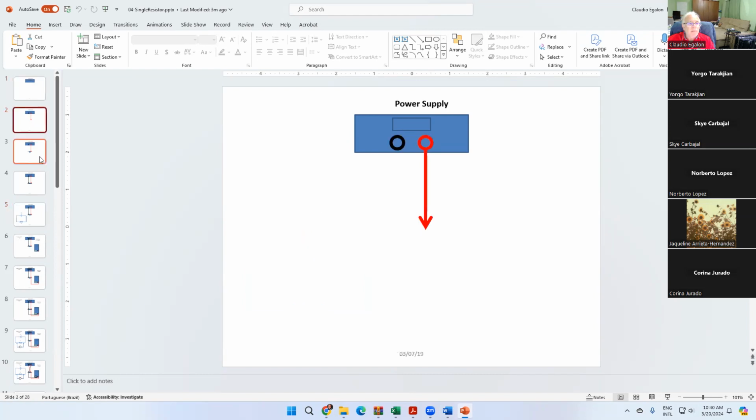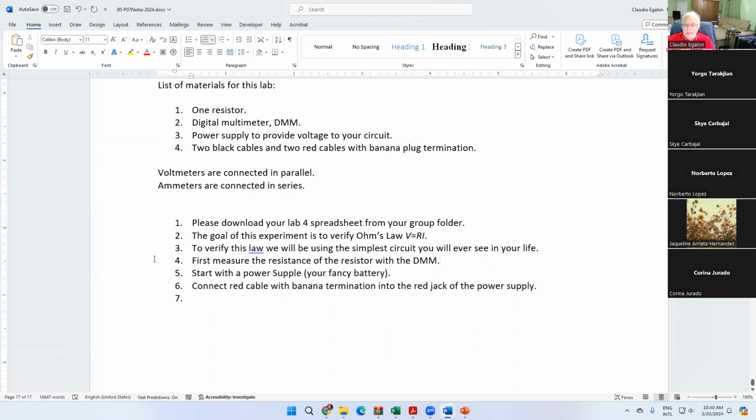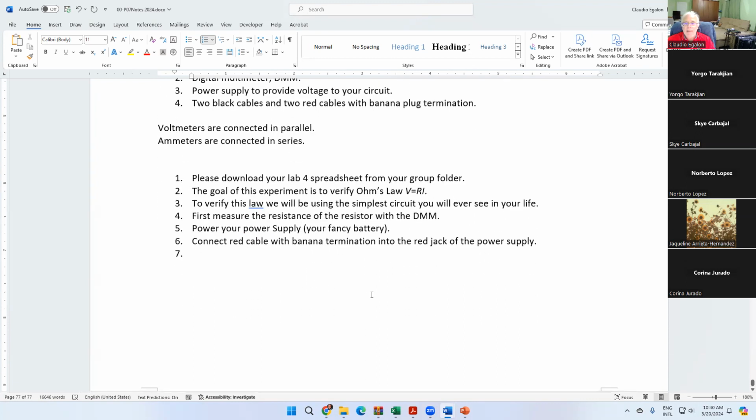Yeah, I didn't put that in my... And now we can. That's the step that was missing. Okay, connect the power supply. Power. No power supply. Connect the red cable with banana termination to the red jack of your power supply.